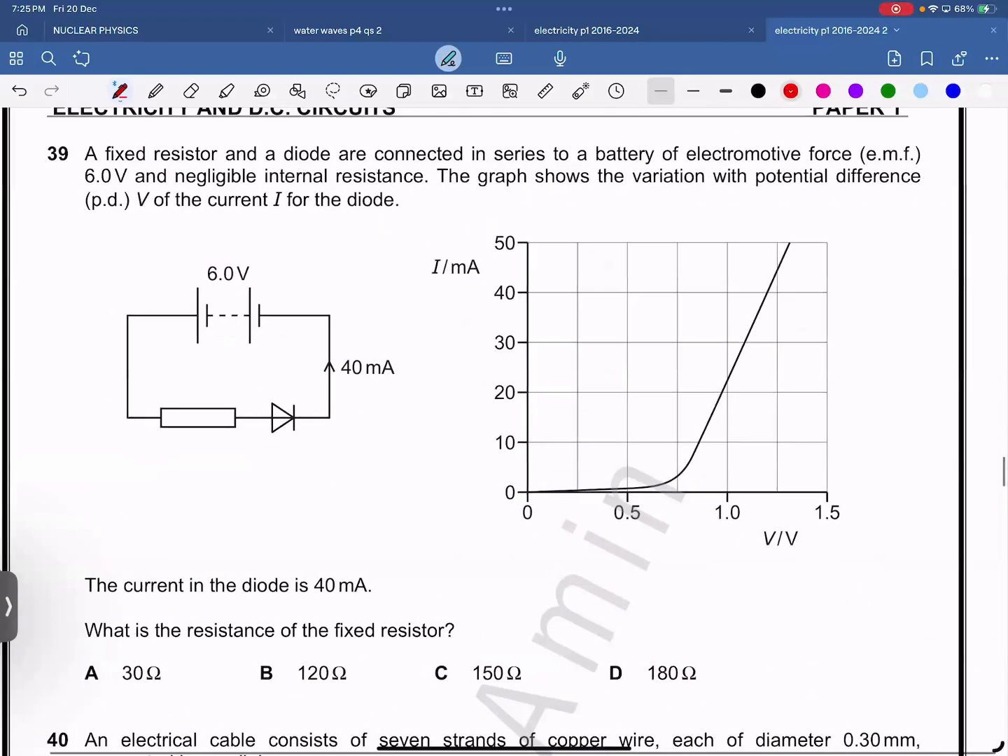Yeah, I can see this is a diode graph. Okay, question 39, my dear students. It says the fixed resistor and a diode are connected in series to the battery with EMF 6 volt, negligible internal resistance. The graph shows the variation. The current in the diode is 40 milli. Let's go to the graph.